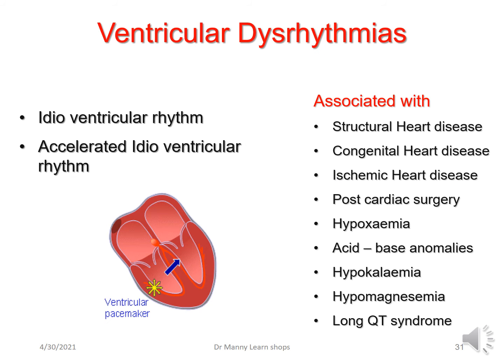When we move on to ventricular dysrhythmias, the uncommon ones are basically idioventricular rhythm and accelerated idioventricular rhythm. These are associated with structural heart disease, congenital heart disease, ischemic heart disease, certain types of cardiac surgery, hypoxemia, severe acid-base derangements, hypokalemia and hyperkalemia, hypomagnesemia, and long QT syndrome.